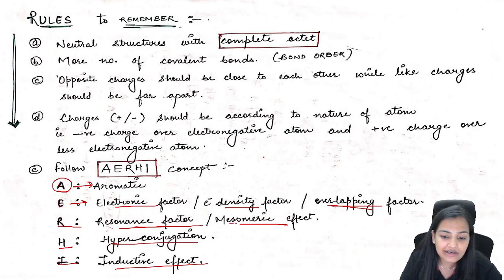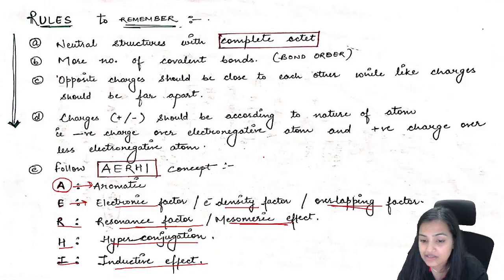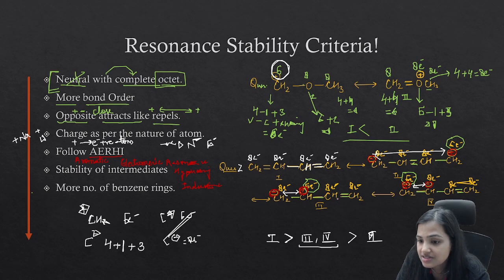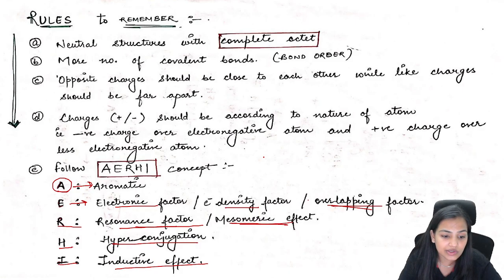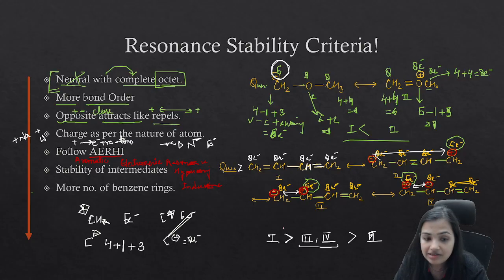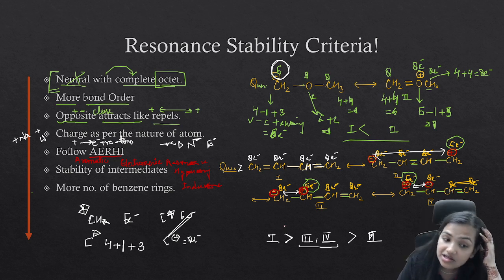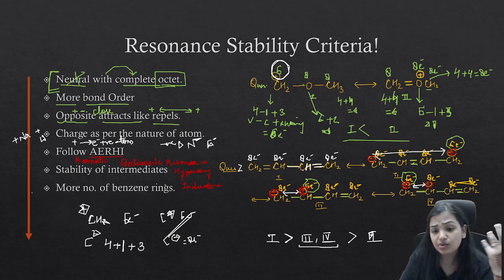The resonance factor or the mesomeric factor, or delocalization: the same kind of delocalization is happening here. So no, this is also not working. The hyperconjugation and the inductive effect, these are the other factors that we have to see. Now guys, you know that out of all those factors, none of the factors is working.